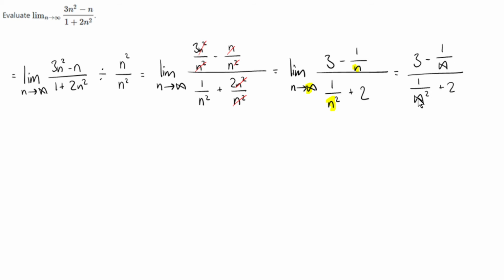Any quotient divided by infinity will be going towards 0. So this means that the following two quotients are, for all practical purposes, equal to 0. So we can now rewrite this as 3 minus 0 over 0 plus 2, which equals the limit of 3 over 2. So that is one method.